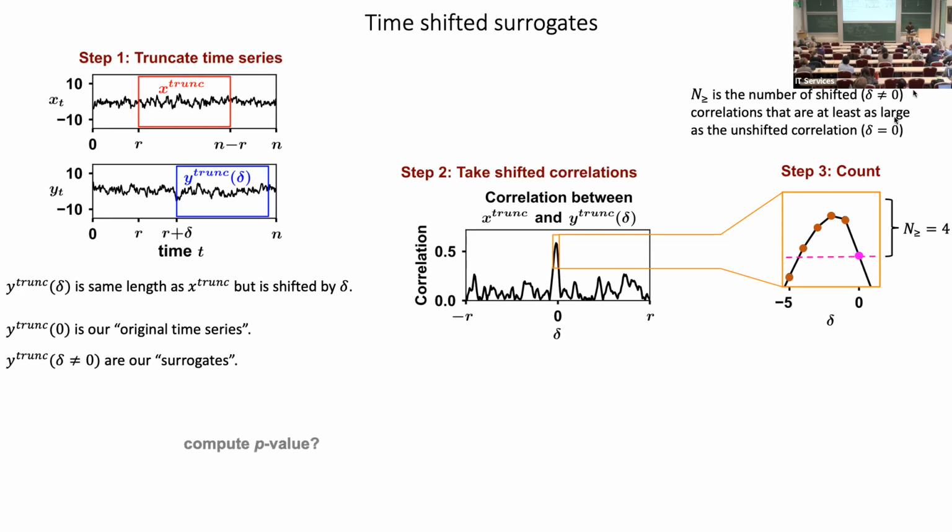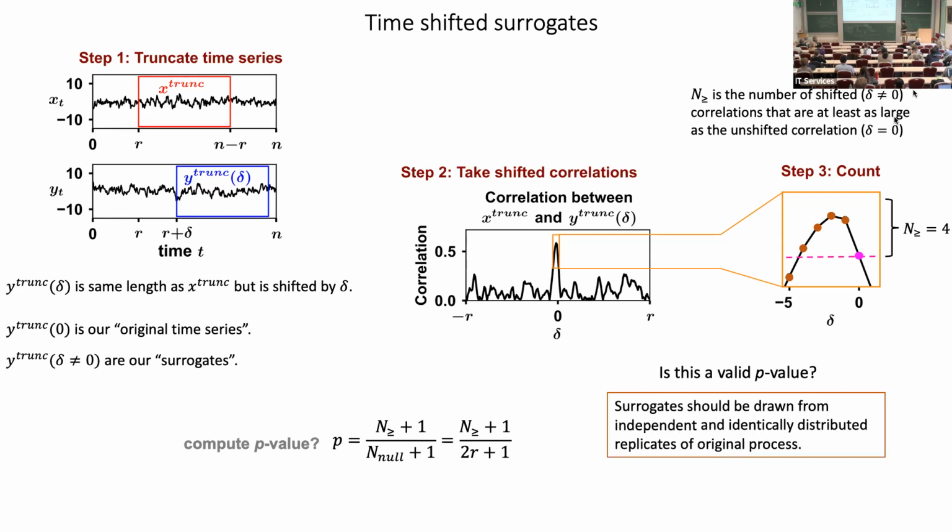Then if we compute the p-value using the standard approach, N bigger plus 1 over N null plus 1, N null reduces to 2R because there's R to the left and R to the right. Is this valid? The condition again was that the surrogate needs to be drawn from an independent identically distributed replicate of the original process. We don't have time to do the question and answer thing, but basically the answer is no. What got missed was independent. This condition gets violated, and you can see that because two surrogates that are right next to each other in shift space are going to have almost all the same data points.